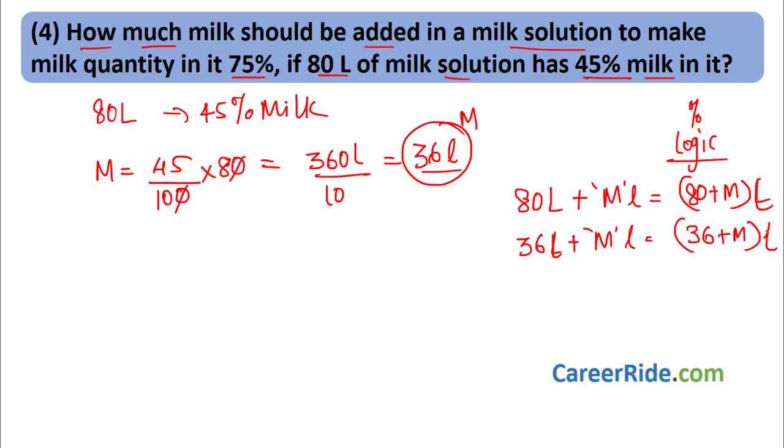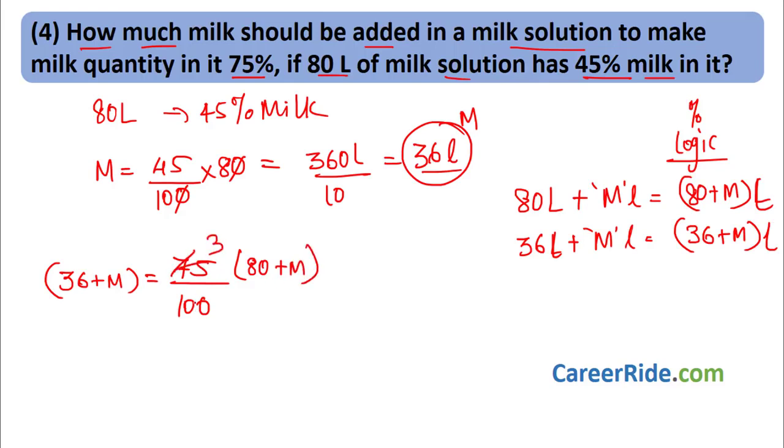Now what they have given is that when we add m liters of milk into it, the milk quantity becomes 75%. So the milk quantity we already know is 36 plus m liters. It is nothing but 75% of the solution. What is the new solution amount? It is nothing but 80 plus m.